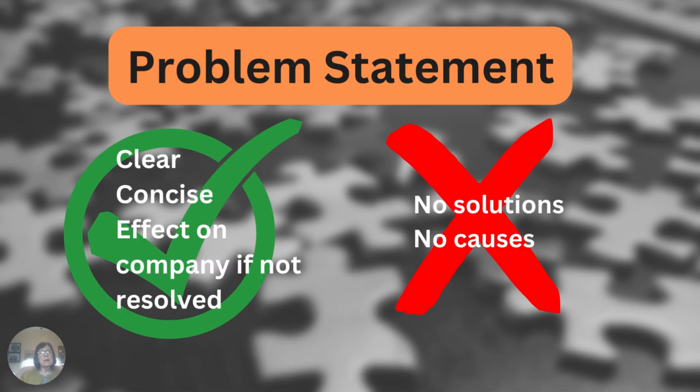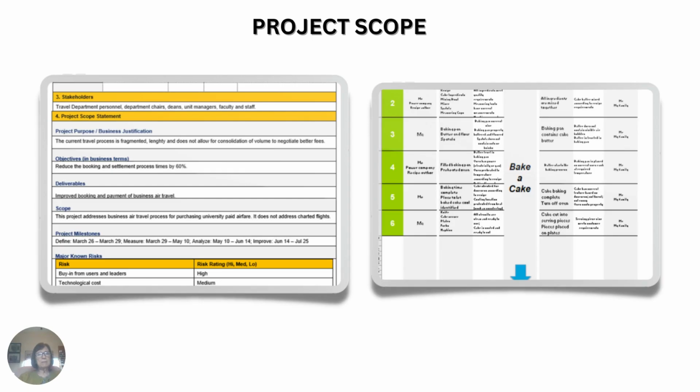When we look at the problem statement under the D, the define step in DMAIC, our problem statement must be clear and concise. It needs to show the effect on the company if it's not resolved. What it cannot be is a solution statement or a cause statement. That comes later in the process.